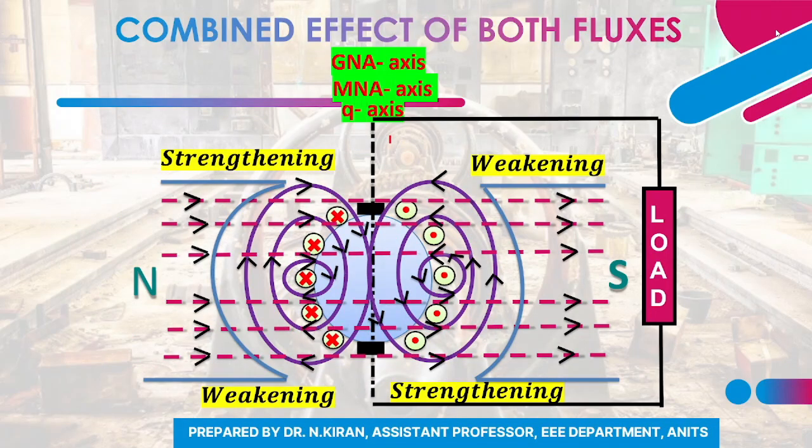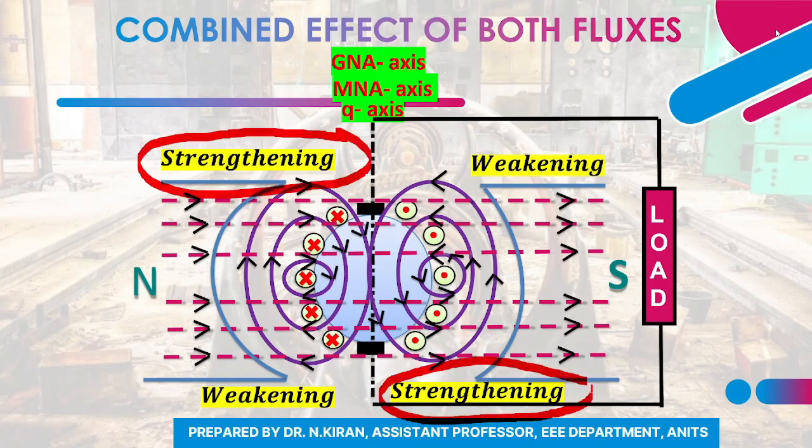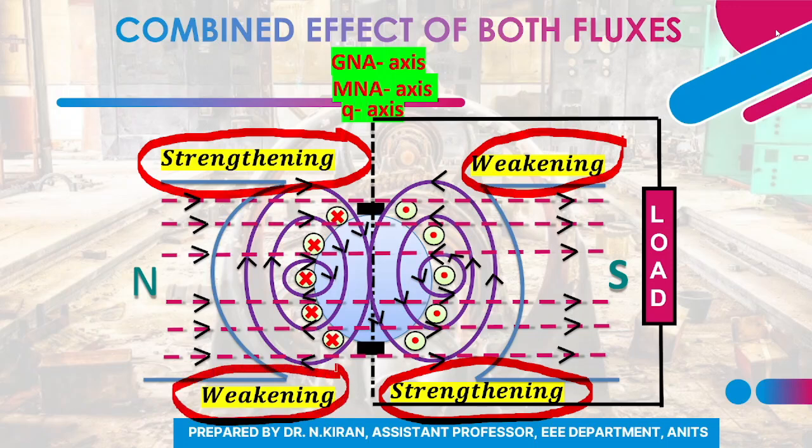So that is why here both fluxes are getting strengthened, and here also both fluxes are getting strengthened, as both are in the same direction. In these two areas the resultant flux gets weakened because both fluxes are in the opposite direction. This is how we can analyze the combined effect of both fluxes.